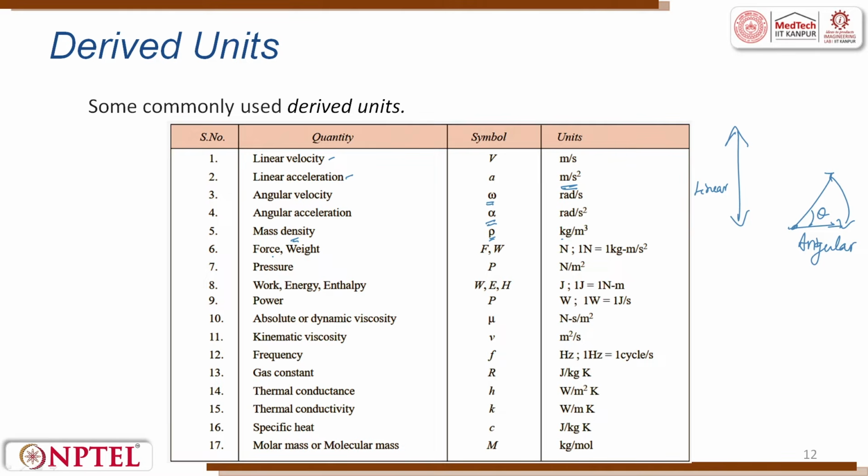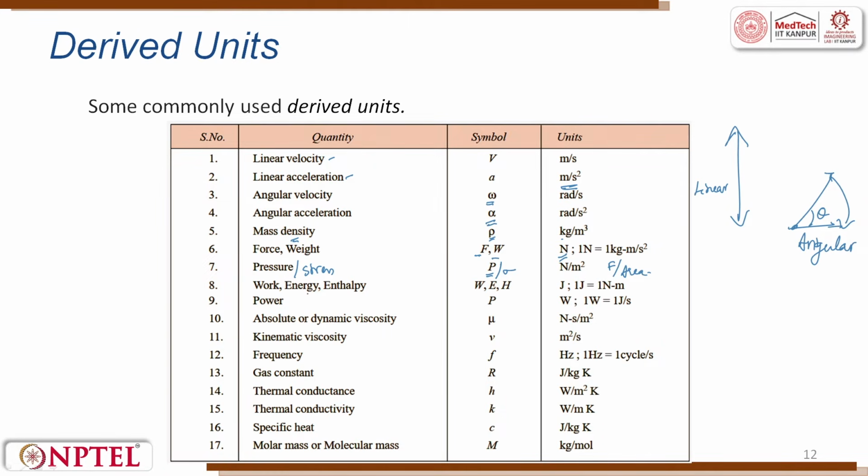Then when we want to measure force or weight, we always write force as F and weight as W. So, force will be expressed in terms of Newton, and 1 Newton can be expressed in terms of kg meter per second square. Then pressure or stress, to a large extent, have the same units. P is expressed for pressure and stress will be expressed in terms of sigma, which will be Newton per meter square. It is nothing but force per unit area, right.